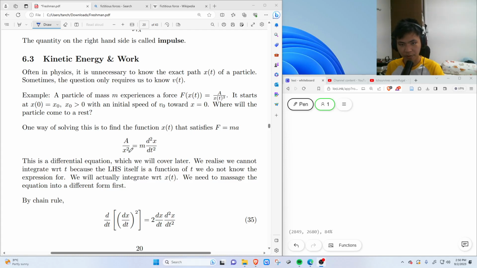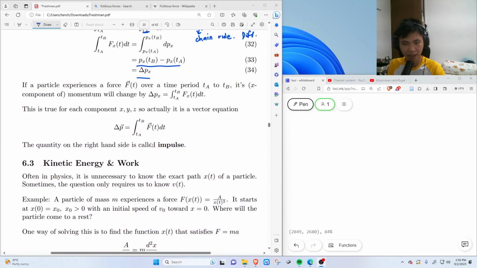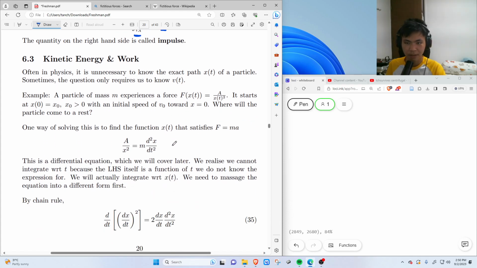Okay, so in the previous video we talked about impulse, and we see that if I give you force as a function of time, integrate with respect to time between two endpoints, that gives me the change in momentum between these two endpoints in time, right? Over this time period. That is impulse.